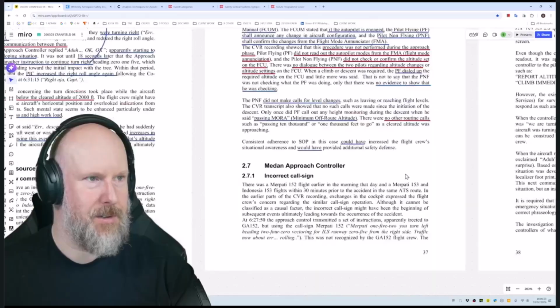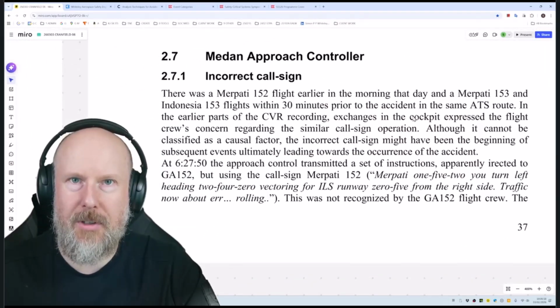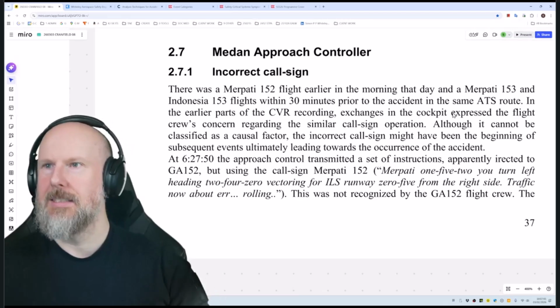So there we go, Medan approach control. Let's make sure that's big enough on the screen for you to be able to read.